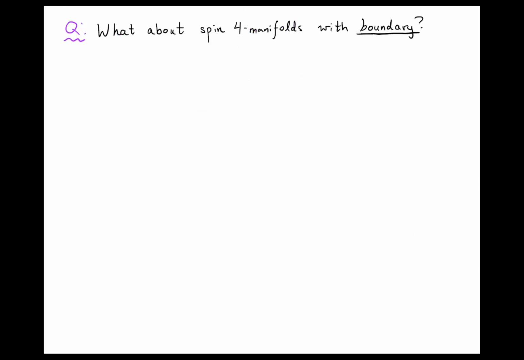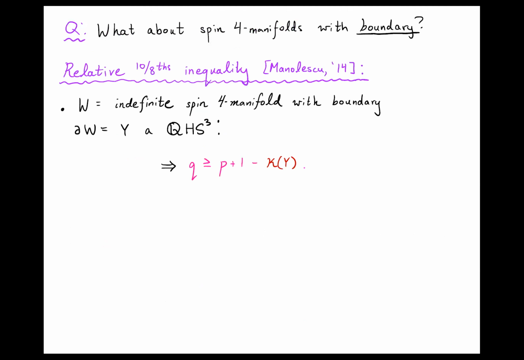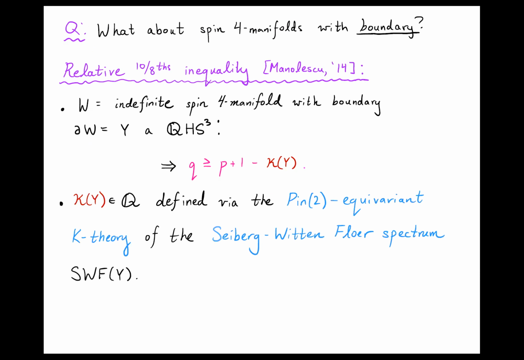What about spin 4-manifolds with boundary? In 2014, Manolescu proved the following relative 10/8-type inequality. If W is an indefinite spin 4-manifold with boundary a rational homology 3-sphere Y, then Q is greater than or equal to P plus 1 minus a certain correction term called the kappa invariant of Y. In general, kappa of Y is a rational number.